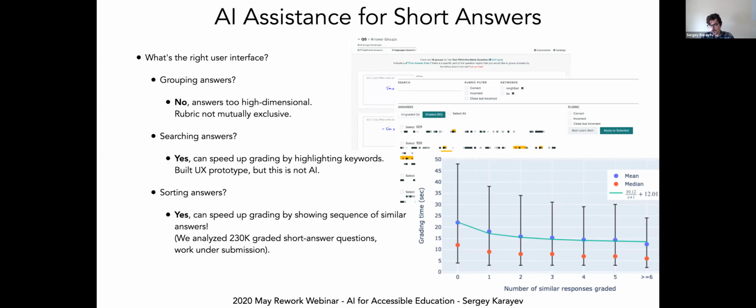But on the extreme right of the chart is the case where they've seen 6 or more answers that are all similar. By the time you see 6 answers that are all similar, you're just primed to grade it in a certain way. And so the grading time drops from about 22 seconds on average to about 13 seconds on average. This is actually another 2x savings that would be awesome to get. So this is what we're working on right now.